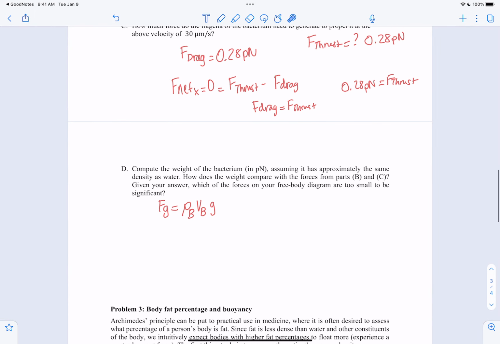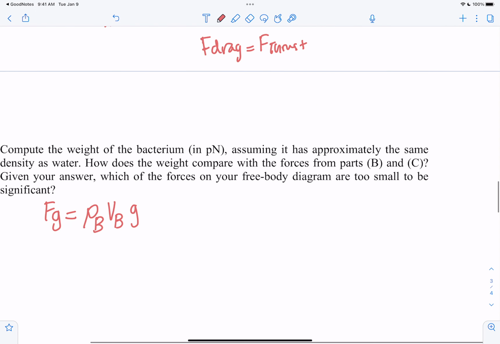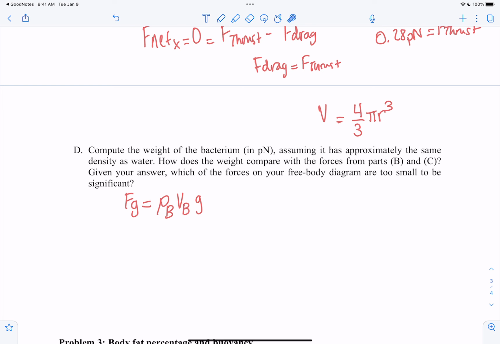So knowing that the bacterium is a sphere, we can find out the volume of a sphere. Make sure to note this because sometimes you'll get sphere-related problems, but usually they'll give you the equation for it. The volume of a sphere is 4/3 pi r cubed. Yep, 4/3 pi r cubed. That's the volume of our bacterium, so we just need the radius. The radius we already figured out, that was 0.5 times 10 to the negative 6 meters.